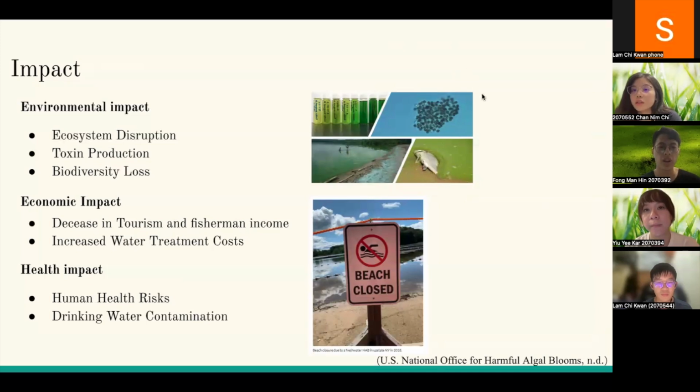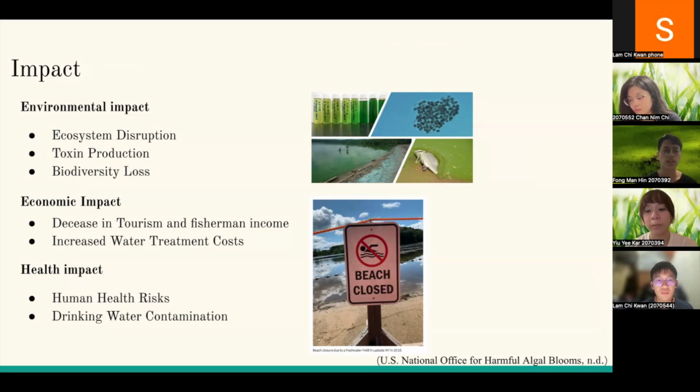And now I will talk about the impacts of algal blooms. First, I will talk about the environmental impact. The ecosystem disruption. Harmful algal blooms can deplete oxygen levels in water, leading to hypoxia conditions that harm aquatic life. This can create dead zones where aquatic life struggles to survive.